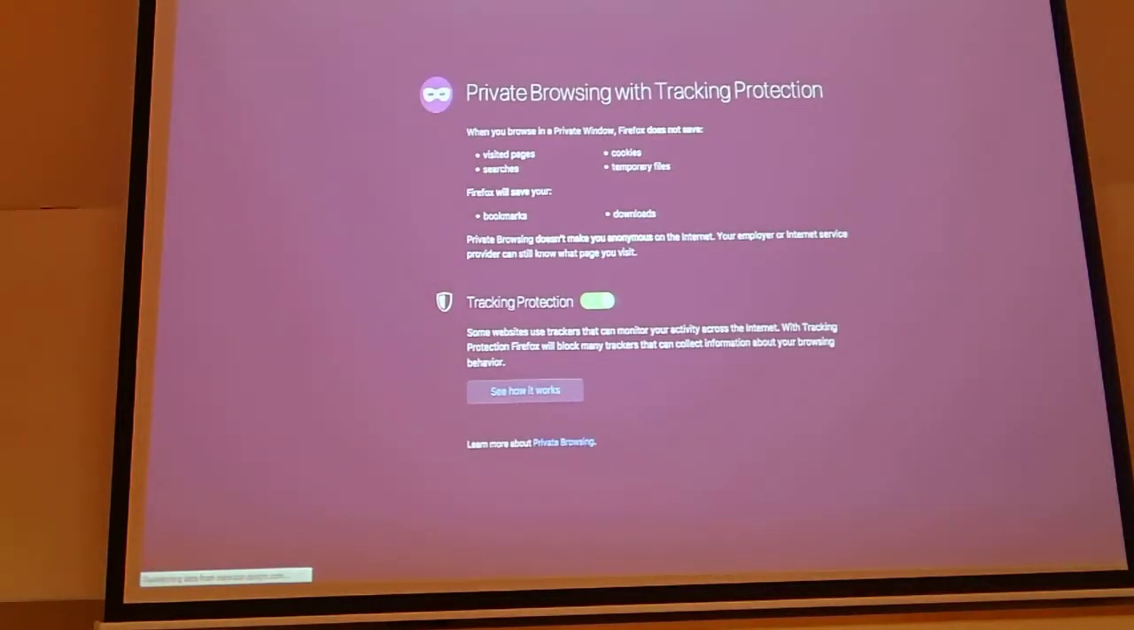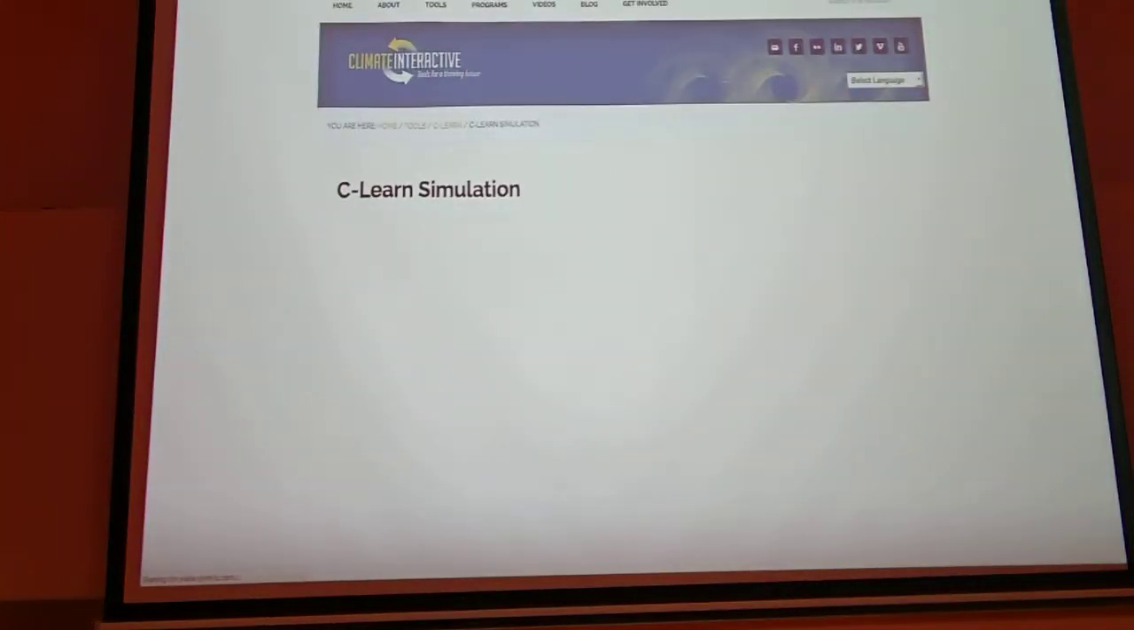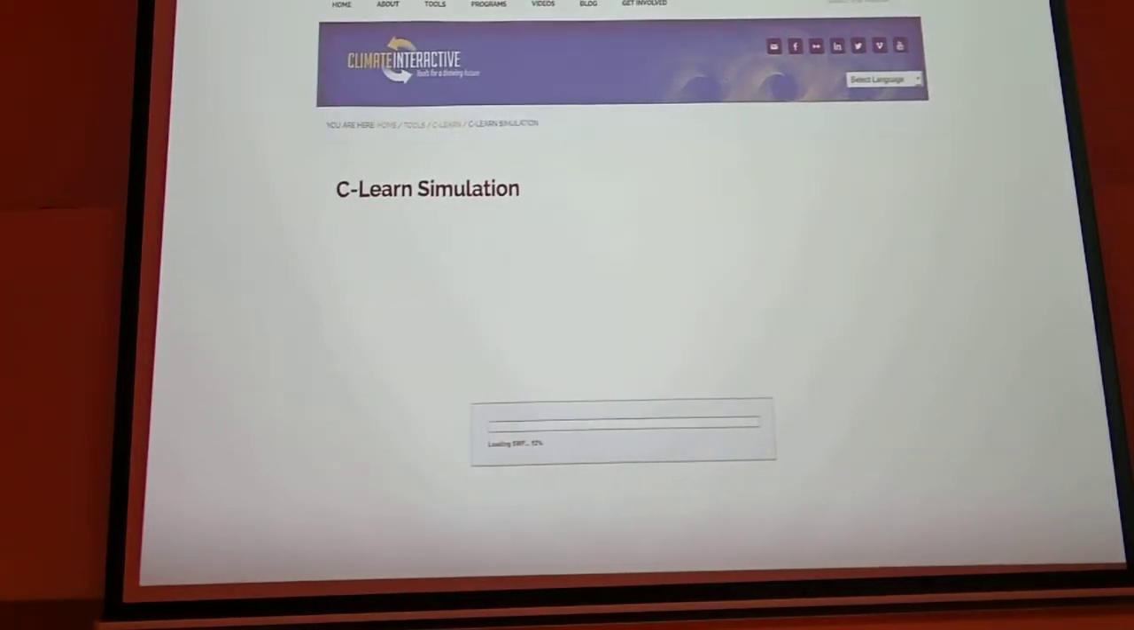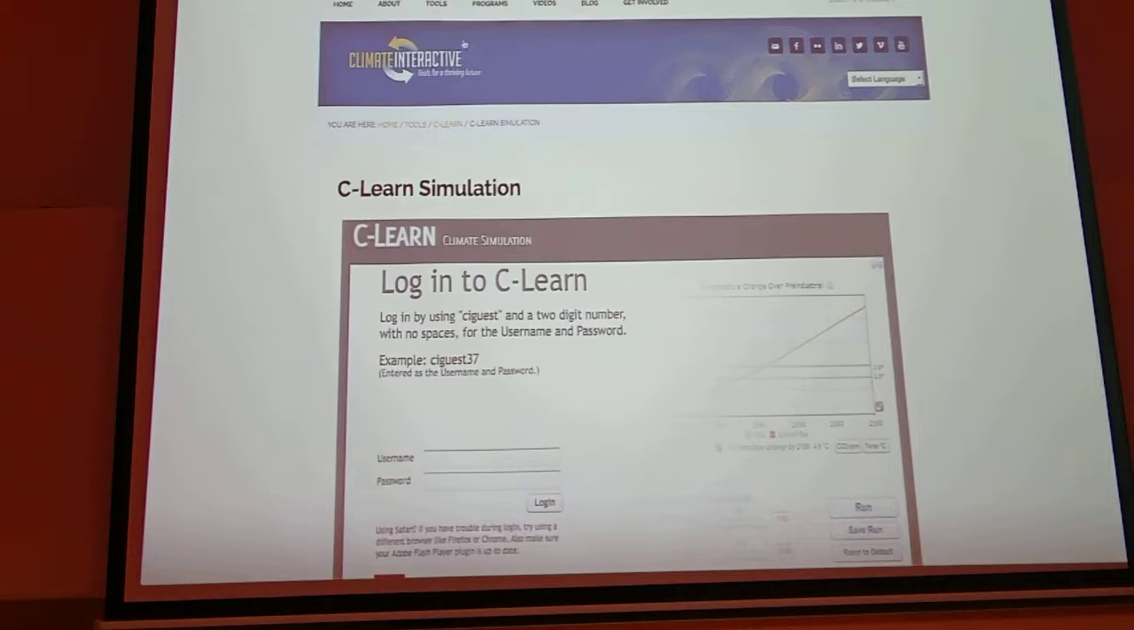So C-Learn is all about the climate, all about looking at the gap in global temperature rise based on a variety of policies. It's another one of these comparative simulations. Make some decisions, look at results, compare them to base cases, compare them to other runs that you've run.